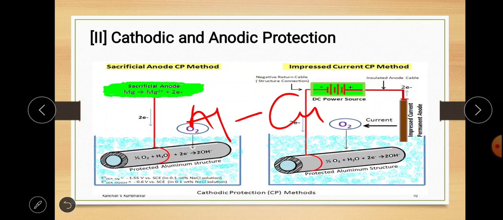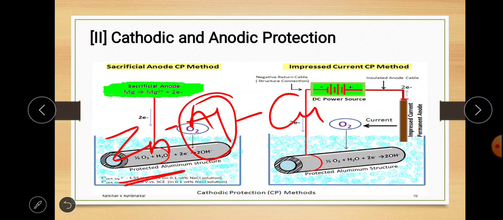But if you introduce a third metal, zinc, which is more active than aluminium, then in this case copper remains the cathode, but instead of aluminium the zinc acts as the anode, and the corrosion takes place on the anode.